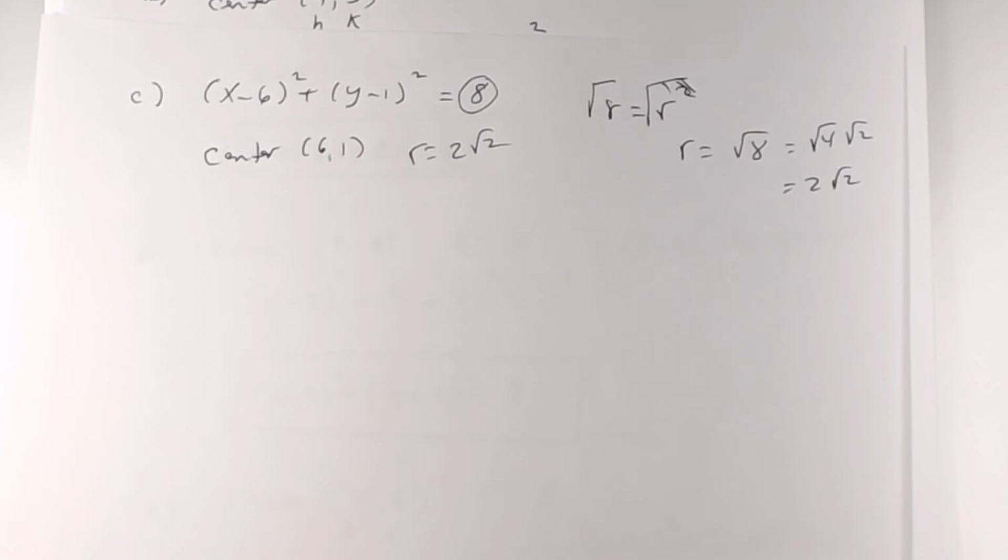If you said the square root of 8 and you left it like that, it's still correct, but you didn't go further with it. So you get some points.